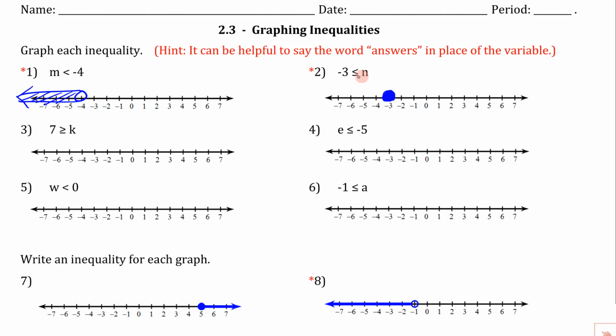And then again, n is greater than or equal to -3. Again, reading this backwards, if we say the word answers, the answers are greater than -3. So the greater than side of -3 would be to the right. So we're going to shade this direction right here. Two little lines, an arrow on the end, and a little bit of diagonal shading will do it for you.